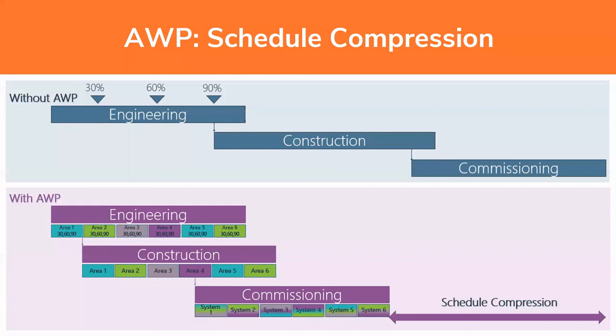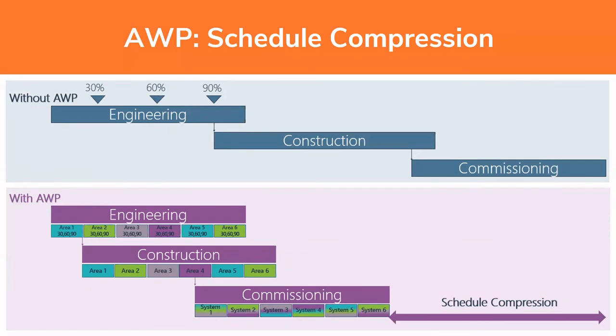And one owner, I can't give you the name, did about a dozen projects and they applied advanced work packaging. And the traditional way that they did their projects was engineering would be almost complete before they'd start construction, and then construction would be almost complete before they started commissioning. What they're doing now is they're breaking it into work areas, and they're making sure that the engineering for a work area is complete before they start construction, before they start commissioning.